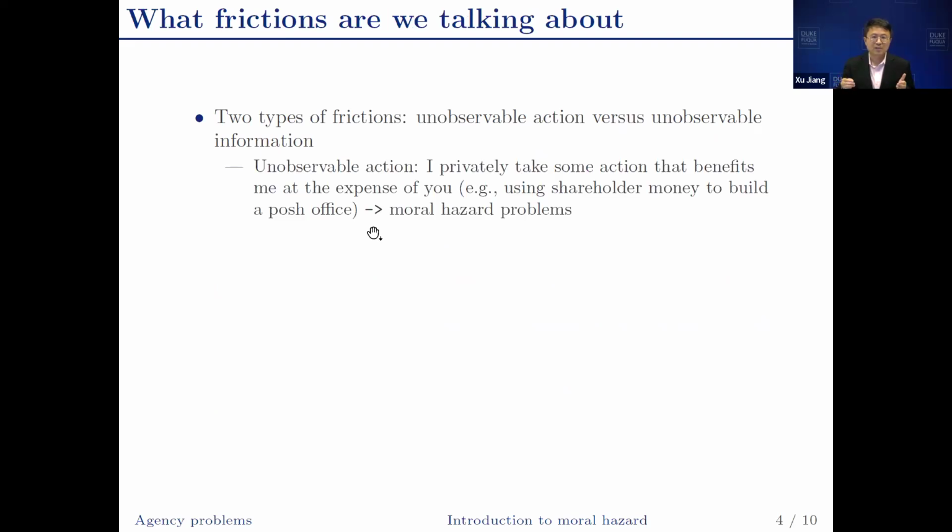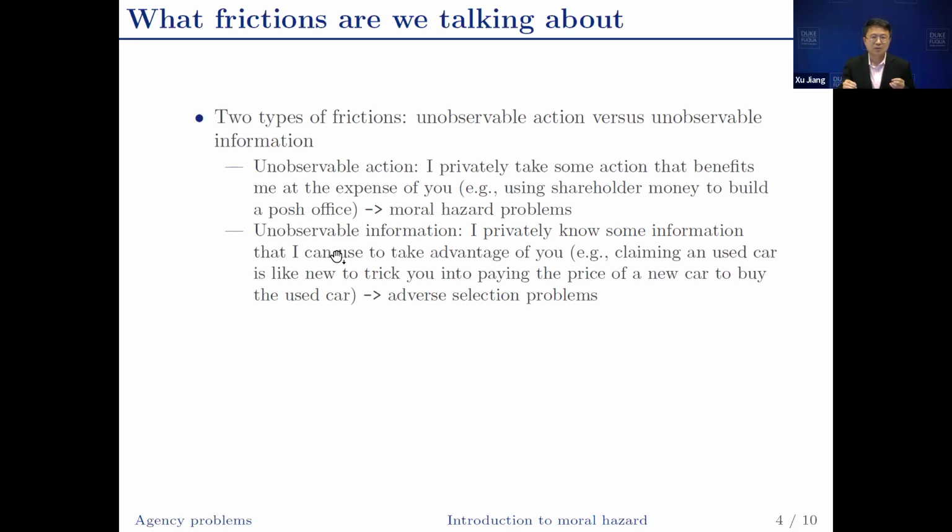First, look at unobservable action. Unobservable action means that I privately take some action. That's why it's unobservable. That benefits me, but at the expense of you. Think about me as the CEO of the company and you as the shareholders of the company. I can privately take some action to benefit me. For example, I can use your money not to invest in the company, invest in operations, but let's say build a posh office or buy a fancy corporate jet. This is what we call the moral hazard problems.